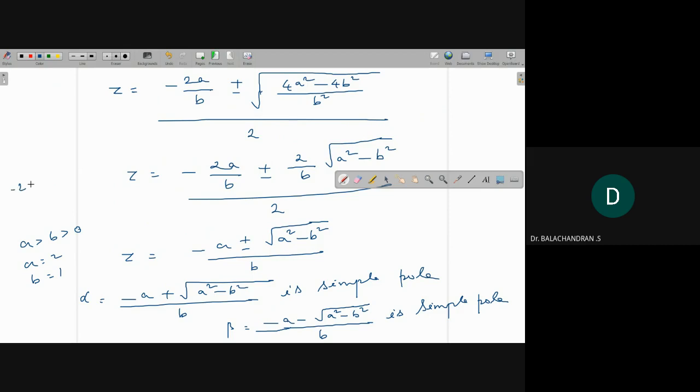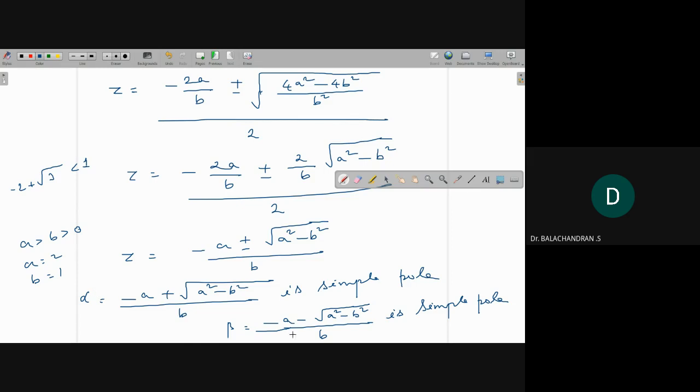Minus 2 plus root 3 by 1. Okay, so that means minus 2 plus root 3, which is less than 1. Yes, sir, because 1.732 minus 2. So you can easily find out alpha lies inside.